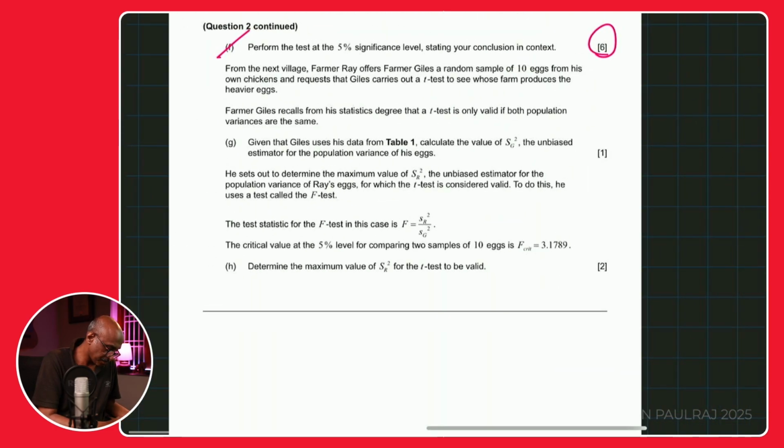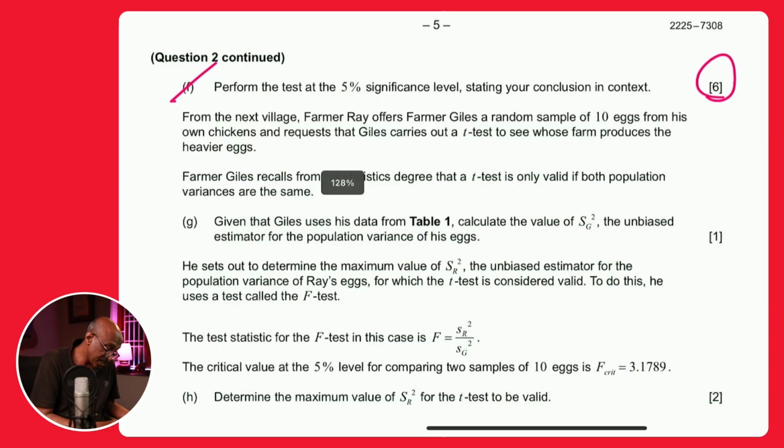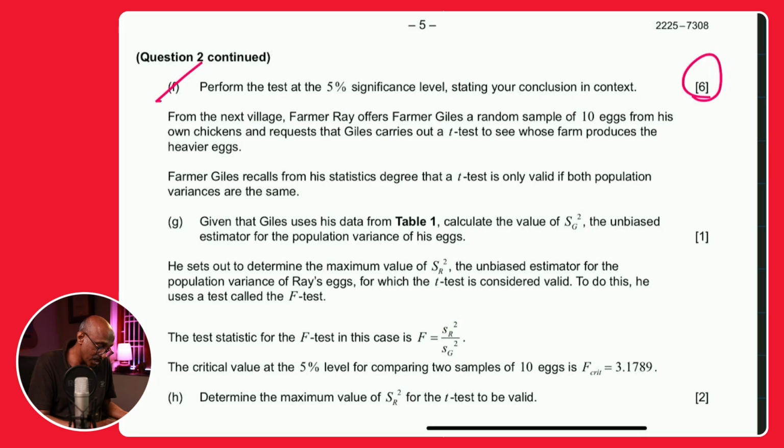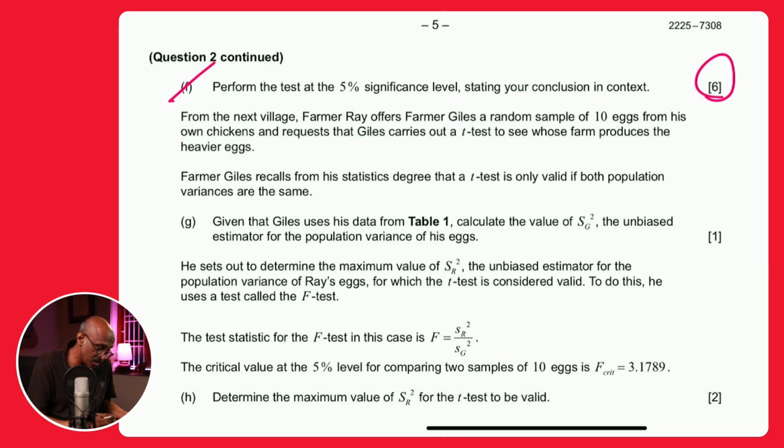What's the next one? From the next village, Farmer Ray offers Farmer Giles a random sample of 10 eggs from his own chickens and requests that Giles carries out a t-test to see whose farm produces the heavier egg, or the mean weight is heavier. Okay, that's what Farmer Ray from the nearby farm comes to check out. He wants Giles to conduct a t-test.